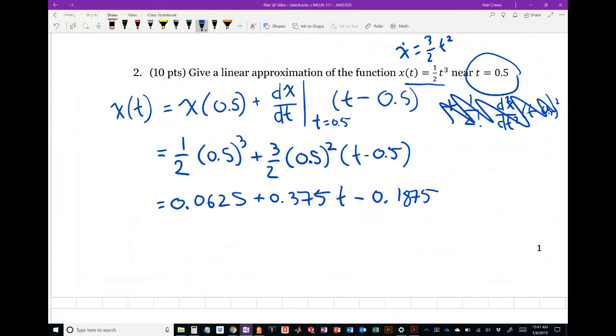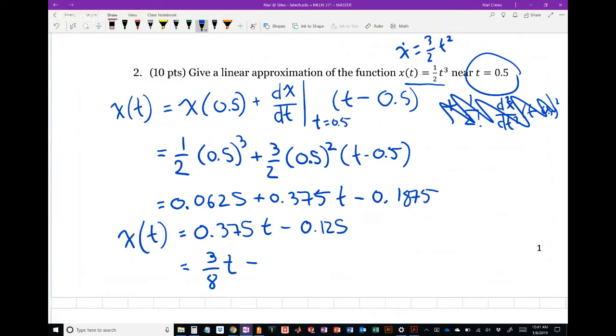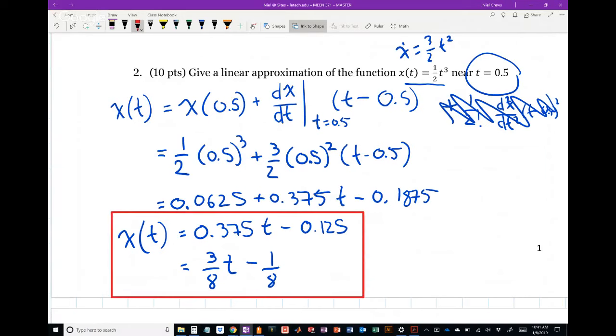Okay. Then our x of t is going to be 0.375 t minus 0.125. Okay, we could also represent that as 3/8 t minus 1/8. Just depends on how you did that. There. That is the answer for number 2.